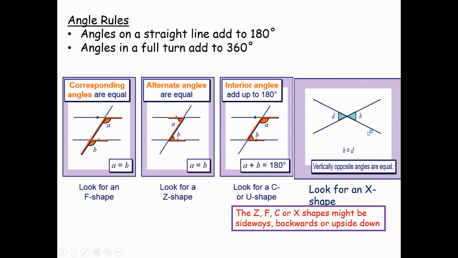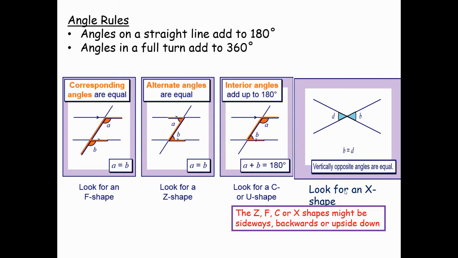Vertically opposite angles are equal. So when you've got an X, and it's got to be a proper X where this is a straight line, not where it goes up to here and then changes direction slightly. But if that's the case, these two angles are the same, and these two angles up and down are the same. So you look for the X shape.